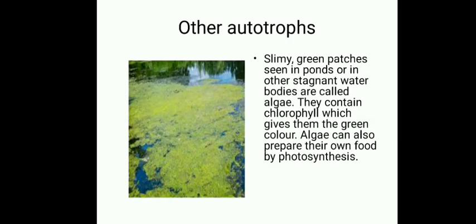Now apart from plants, there are some other organisms, as you can see, algae. The algae can produce their own food because they have chlorophyll. They are green in color, as you can see. This algae you will find in ponds and in lakes, and they are green in color. They can be of different colors, but they have chlorophyll and they can prepare their own food, so they are also autotrophic.